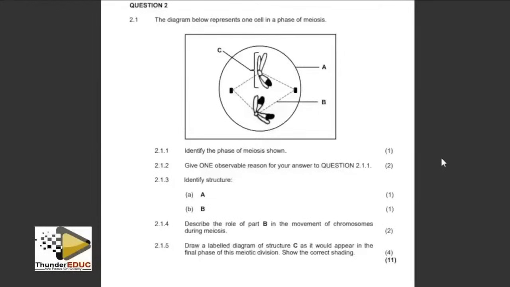Is always killing students. All right. Let's go through this question paper. This one. Then they're saying, what is A? A is a cell membrane, not nuclear membrane. You can't see the nuclear membrane when the phase is meiosis, metaphase. Spindle fibers, then this is a chromosome. Identify the phase of meiosis above.